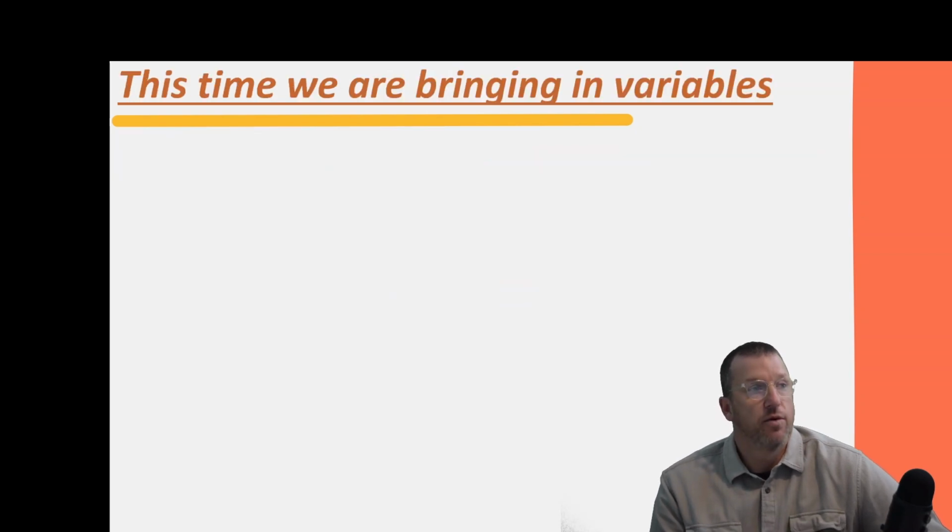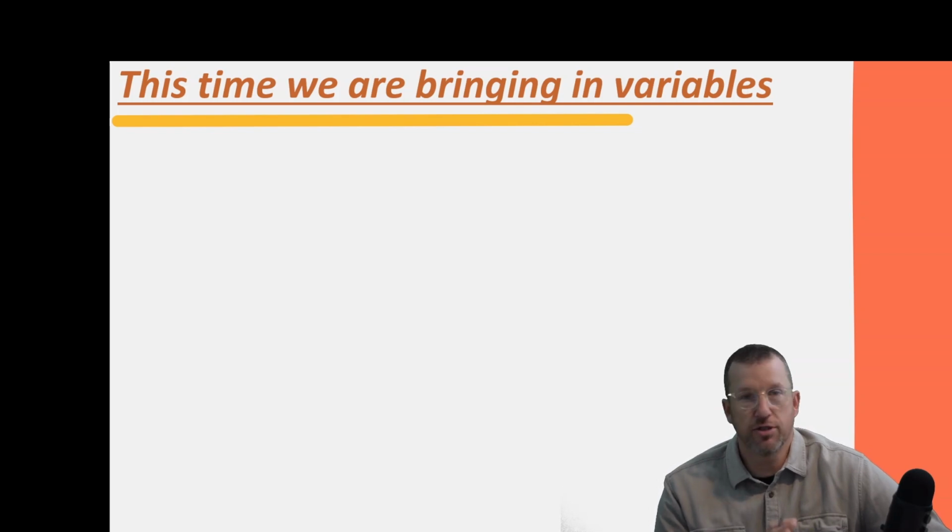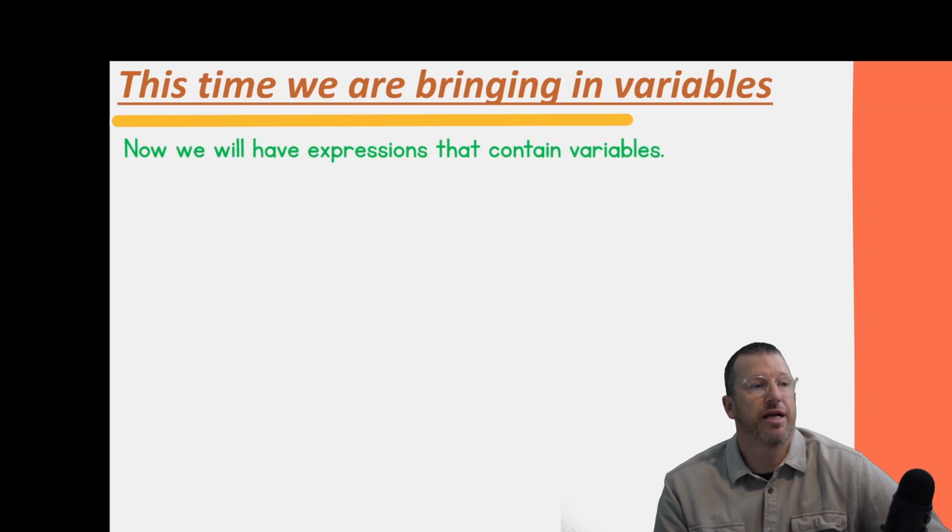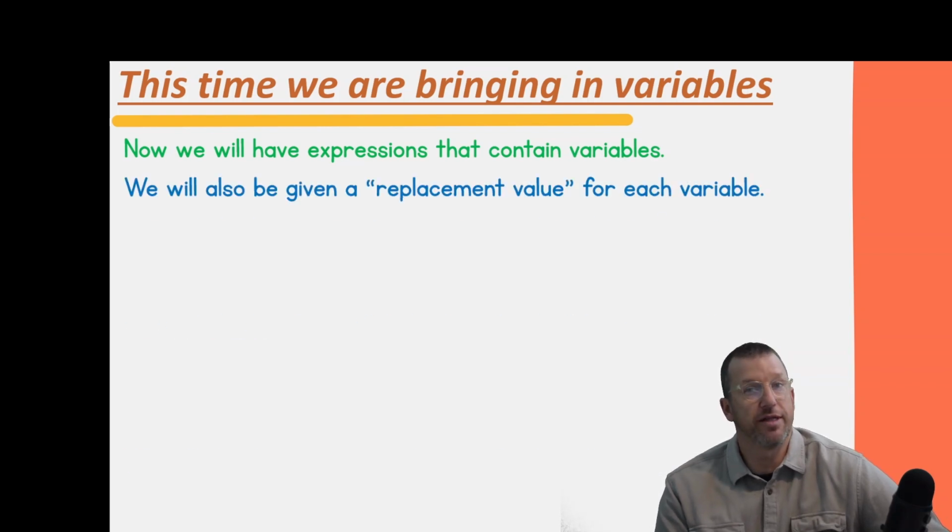So we're going to use all that, but we're going to bring variables in. In the previous video on order of operations, there were no variables or letters. It was just all numbers. So now we're going to have expressions that contain a variable, but the kicker is we're just going to go ahead and tell you what that variable stands for so you can throw a number in, all right?